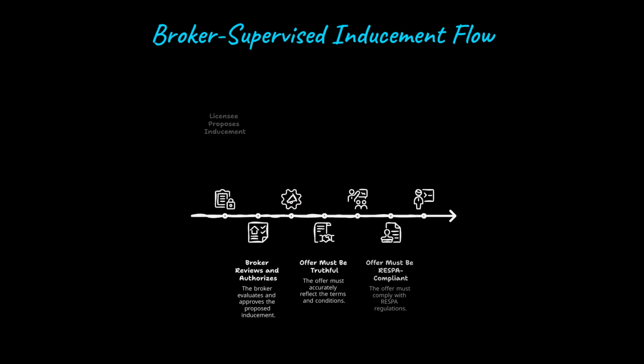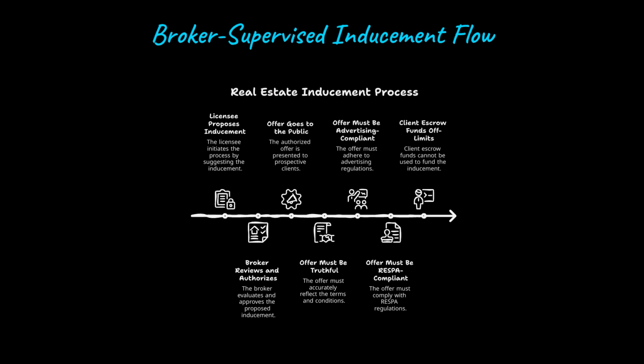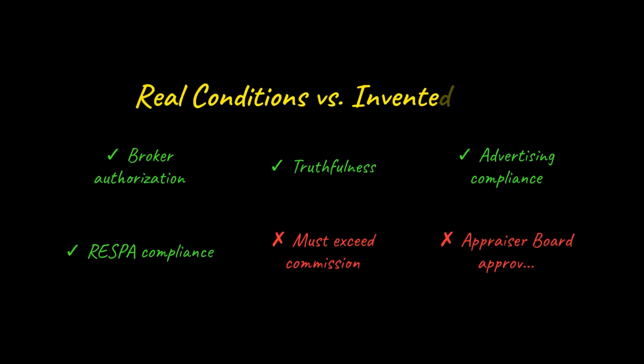The broker sits at the center of this process. The salesperson proposes the inducement, the broker authorizes it, and only then does it reach the public. Routing it through the broker keeps the firm accountable for every promise its licensees make.